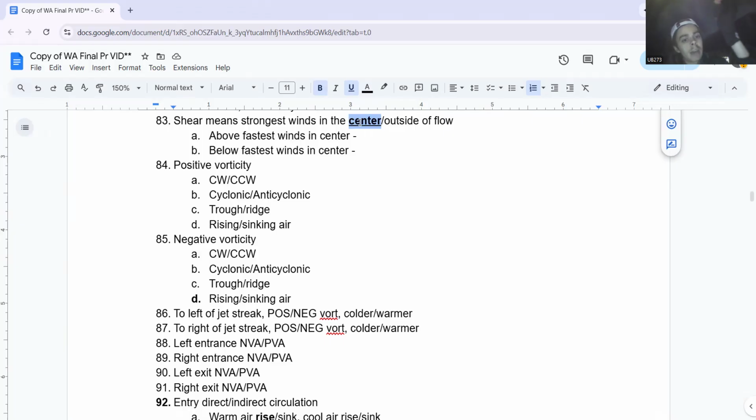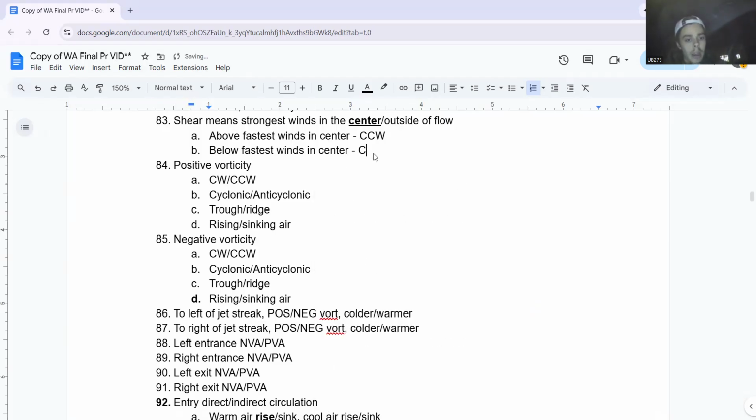And so you imagine those pinwheels. Above the fastest winds, it's going to be counterclockwise. Let me try to draw that just to be clear. So the faster winds are in the middle of the thing. If you had a pinwheel here, what way is it going to spin? Well, it gets moved up like that, and that's counterclockwise. And then down here, opposite, clockwise. Okay.